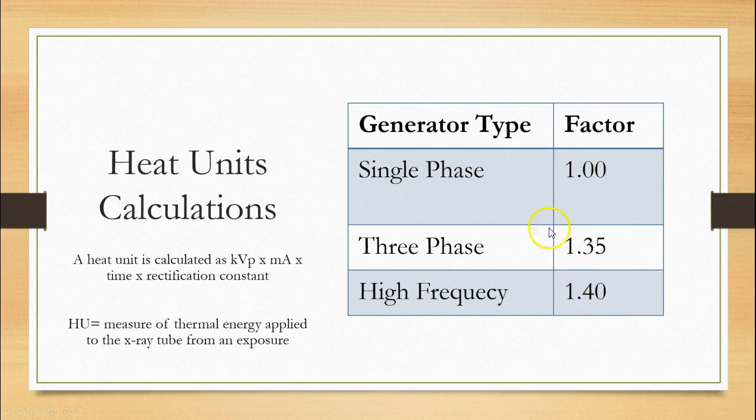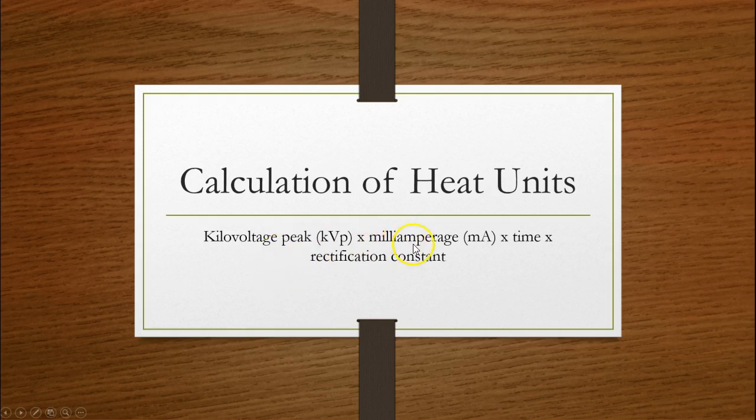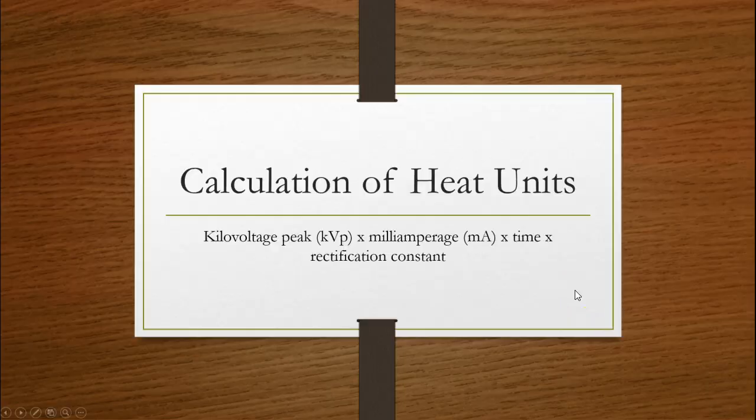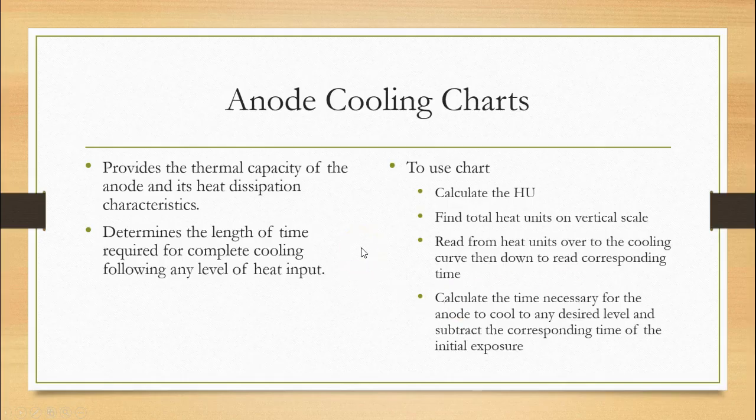Single phase is always 1. 3-phase does vary, could be 1.3. So just so you know, I'll give you the numbers. This is your factor, okay, your rectification. So your generator type is your rectification. So here, the calculation again, so you need to be able to solve that. You multiply it, kVp times MA times time times whatever the value is, okay? Easy.